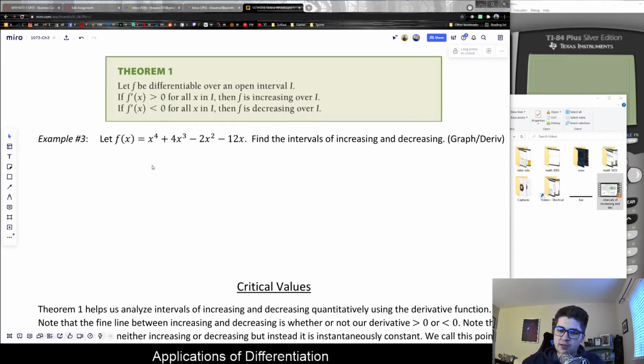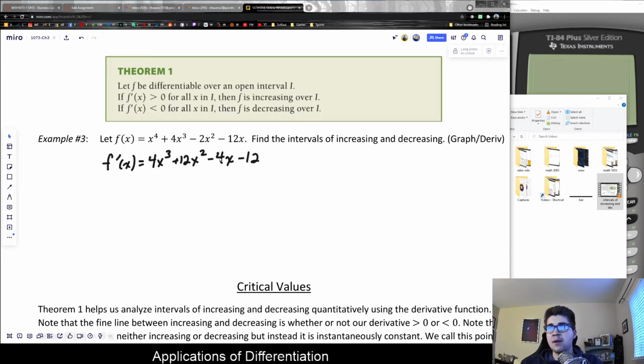But basically, we could always start by taking a derivative. F prime of x is equal to, using the power rule, 4x cubed plus 12x squared minus 4x minus 12. And so there we have the derivative of this particular function. If we're wondering how we go about this from here, basically, finding the values of 0 can help us tell whether it's increasing or decreasing. If this whole polynomial is positive, then it will be increasing. And if this whole polynomial is negative, then it will be decreasing instead.